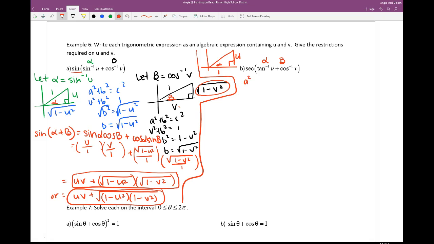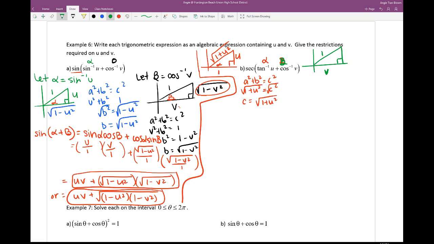A squared plus b squared equals c squared. C is unknown, so 1 squared is 1, plus u squared equals c squared. Let's solve for c, so c equals the square root of 1 plus u squared. That's where we're going to put this, 1 plus u squared. All right, so there's alpha. Let's draw beta. Beta's over here. Cosine inverse is restricted in quadrants 1 and 2. I want everything to be positive, so let's put it over here. Cosine is adjacent, which is v, over hypotenuse.